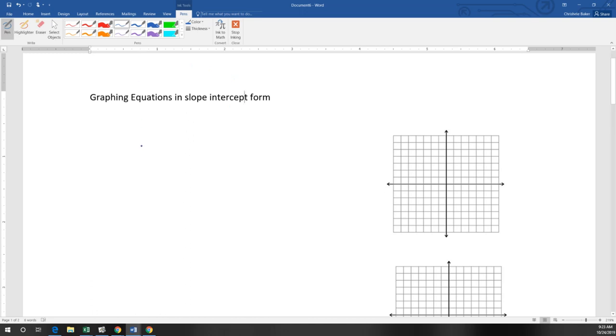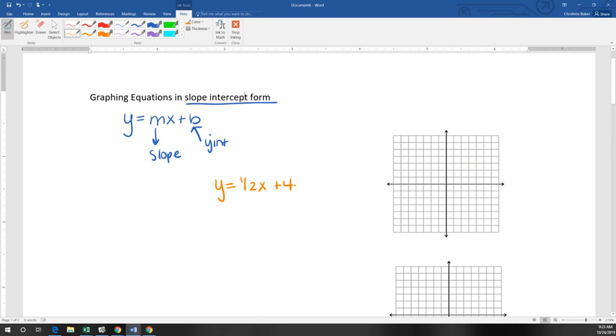Okay, so graphing equations in slope-intercept form. Slope-intercept form is y is equal to mx plus b, where m is my slope and b is my y-intercept. So we'll start off with a nice easy example. Y equals 1/2 x plus 4.